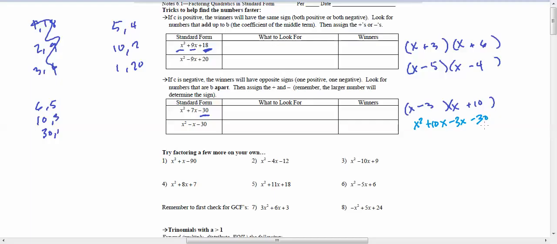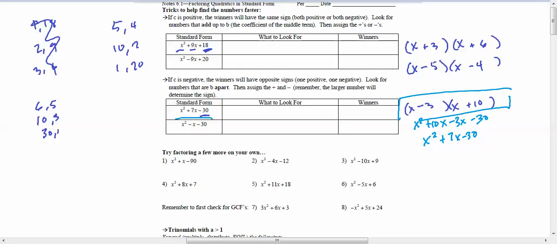Did you get that? This is the first times the first. Here's the outer times the outer. That would be 10x. Inner times the inner is negative 3 times x, negative 3x. The last is negative 30. You're good. Combine these two. What is 10x minus 3x? 10x minus 3x. What's 10 minus 3, people? Oh, 7. Sorry. 7x minus 30. Look, that's the same as what we got. So I would argue that yes, that is the correct factored form, ma'am.